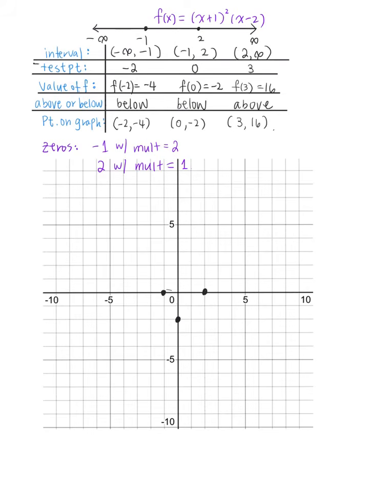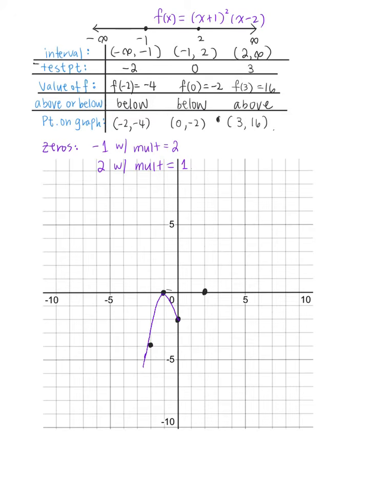So I'm looking at these guys now. Let's just plot these points. Okay, so we're going to have -2, -4. And then 0, -2, that's just our y-intercept. And then 3, 16. Oh no, it's probably way up here somewhere. Anyways, let's sketch it out. So for sure, from -infinity to -1, it's going to be below the x-axis, and then it has to touch and then come back down and then go through the y-intercept.